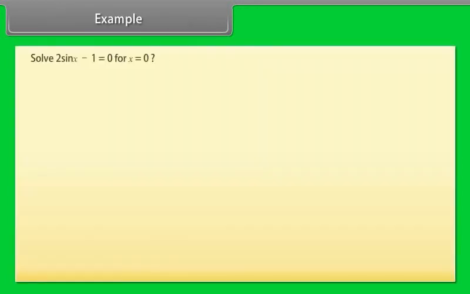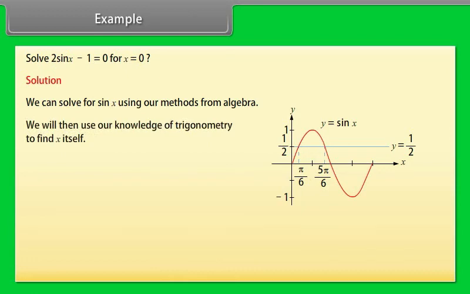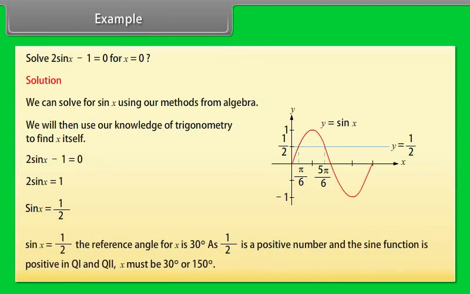Example. Solve 2 sin x minus 1 is equal to 0. Solution. We can solve for sin x using our methods from algebra. We will then use our knowledge of trigonometry to find x itself. 2 sine of x minus 1 is equal to 0. 2 sine of x is equal to 1. Sine of x is equal to 1 by 2.